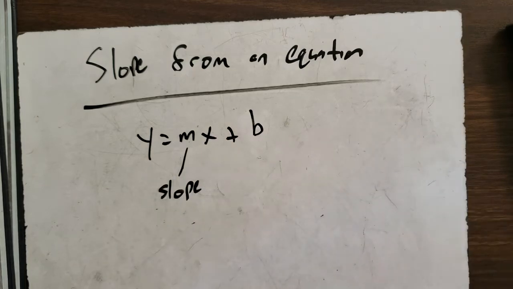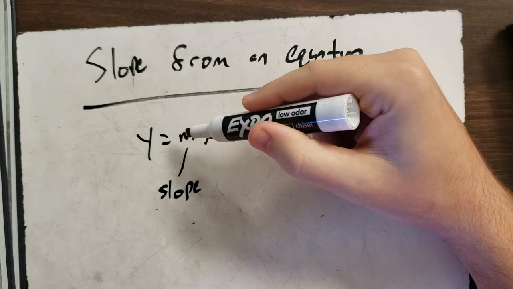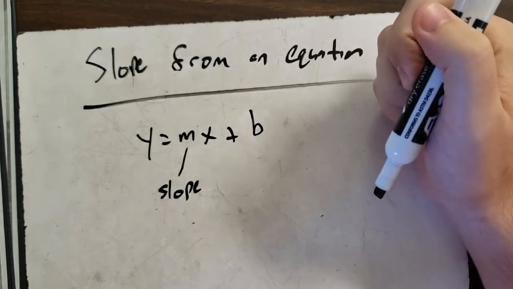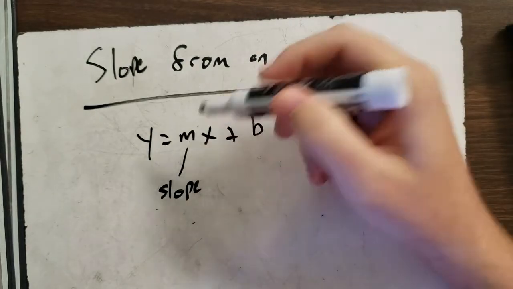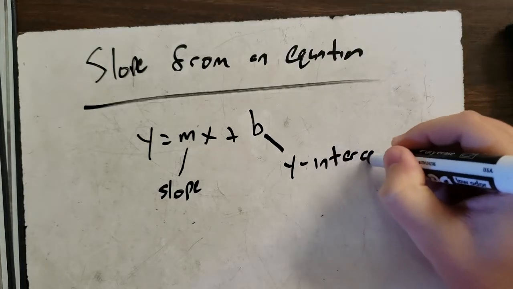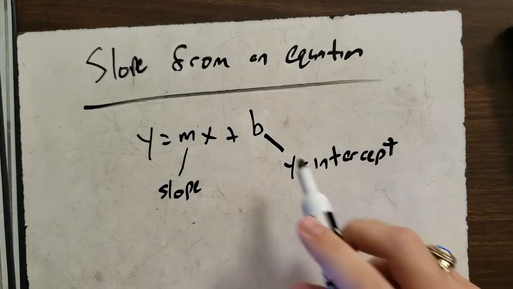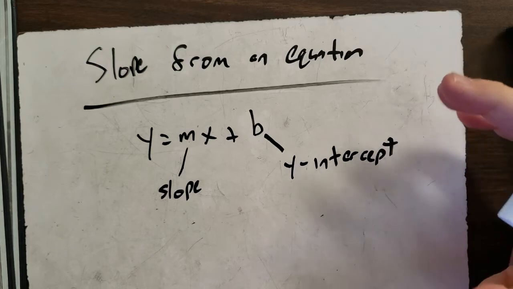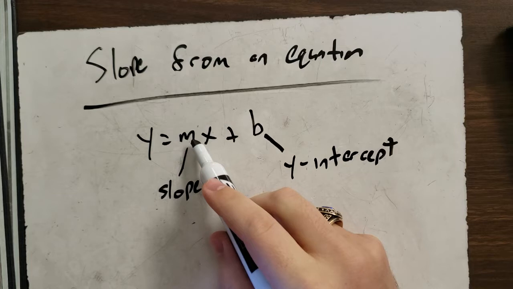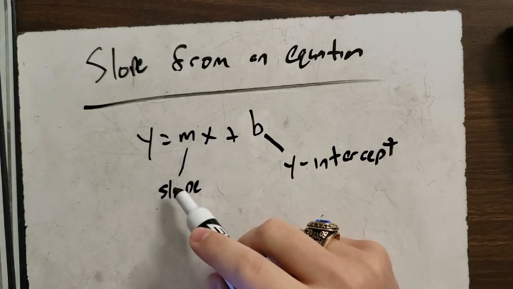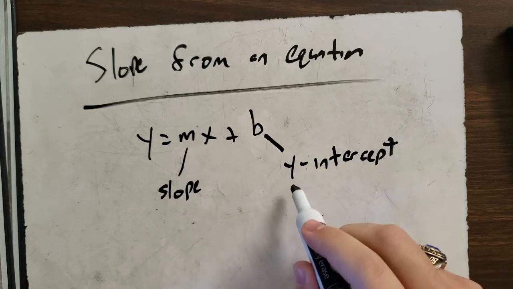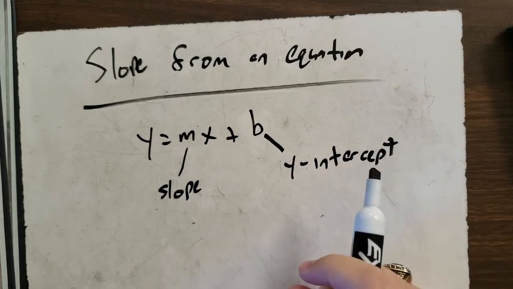Okay, so whenever you see a number in the spot here for a line, that's going to be our slope, okay? And our slope is always attached to our x. That's how we know it's our slope. Our b is our y-intercept, okay? And the y-intercept is where the line crosses the y-axis. So m attached to the x, that's our slope. That tells us how far up or down and left and right we're going to go. And our b is our y-intercept, and that tells us where the line crosses the y-axis, okay?